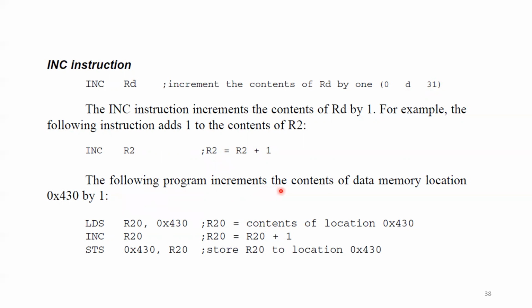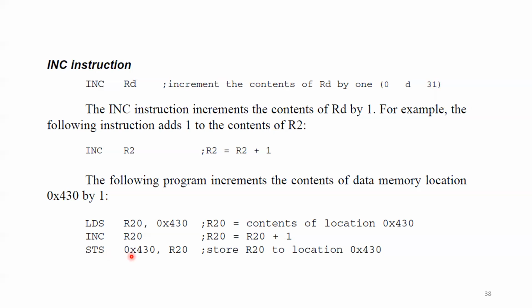The following program increments the contents of data memory location 0x430 by 1. Let's see together how it can do this. For instance, LDS R20, 0x430. So this means the content of the memory location 430 would be copied into R20. Then INC R20 means the data from 430, which has been copied to R20, would be incremented by 1.